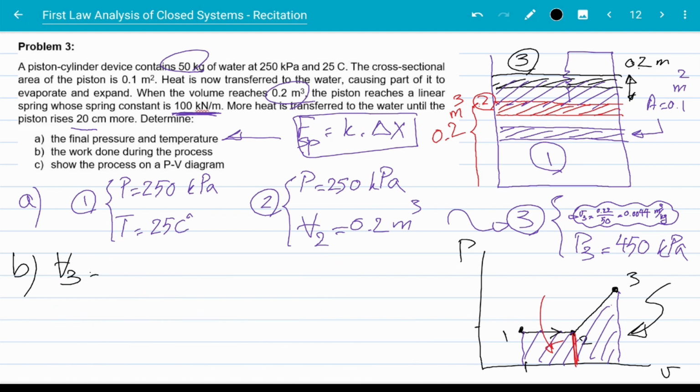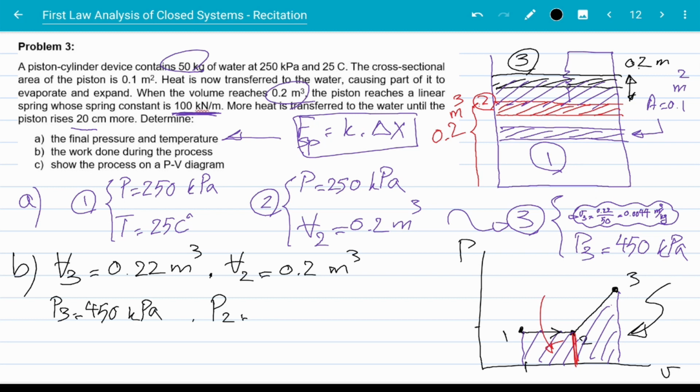Okay, volume 3 is 0.22 meters cubed. We found it already from part A. Volume 2 is 0.2 meters cubed. The problem already gave us. Pressure 3 is 450 kilopascals, and pressure 2 is 250 kilopascals, right? Okay, so this is 250, this is 450, this is 0.22, and this is 0.2.